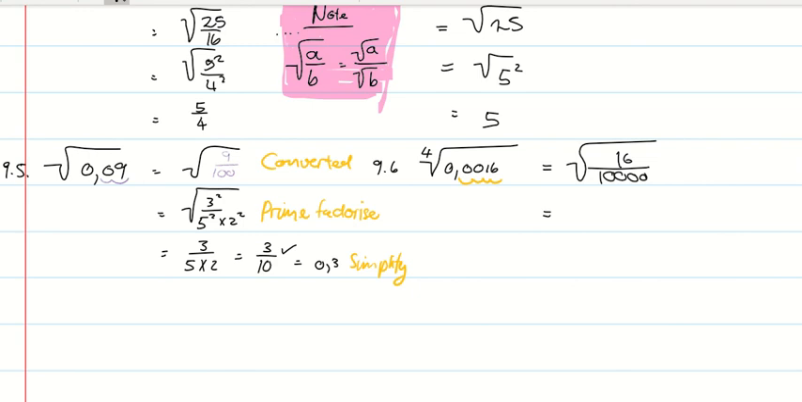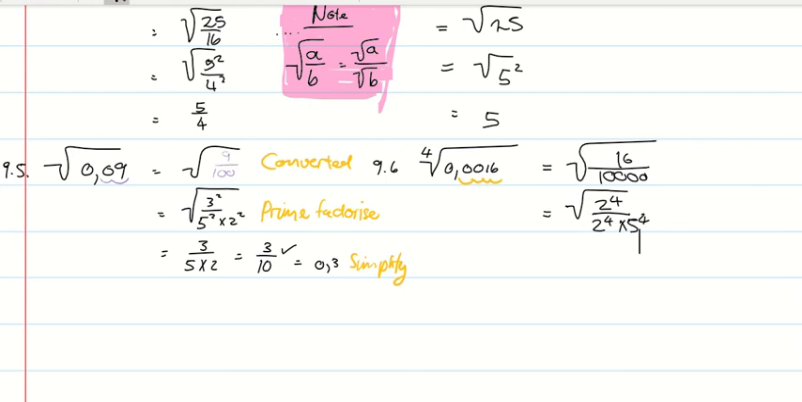Prime factorize. Okay? So 16, you can prime factorize that. 16 is 2 to the power of 4. And then what is 10,000? It will be 10 to the power of 4. So you can write it as 10 to the power of 4. However, 10 is not a prime factor. So it's going to be 2 to the power of 4 times 5 to the power of 4. Everyone with me on that?